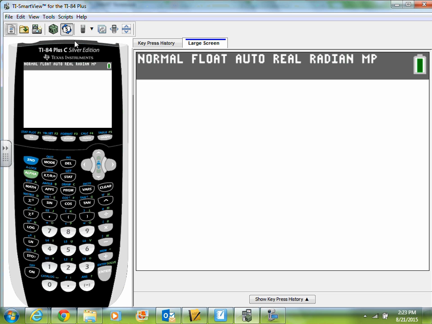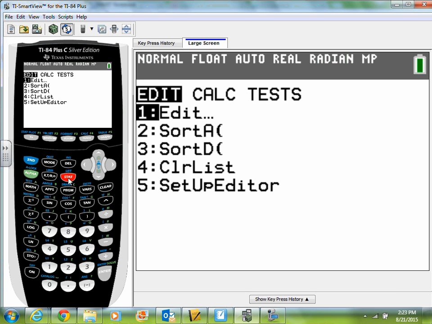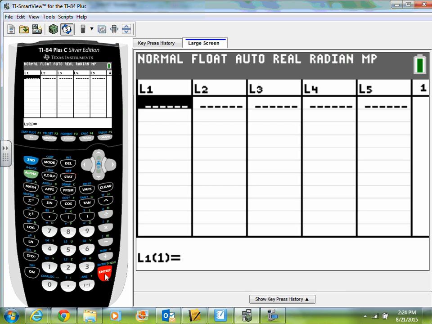So once your calculator is on, if you go to your stat screen, and then you go to edit, it's going to take you to your 2 lists.